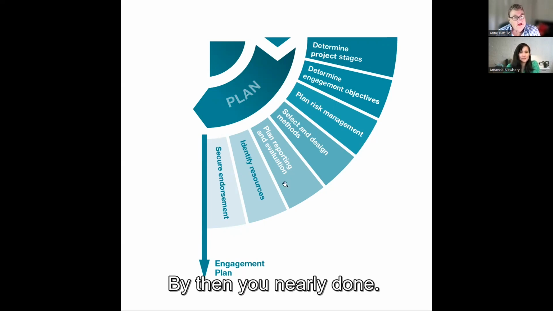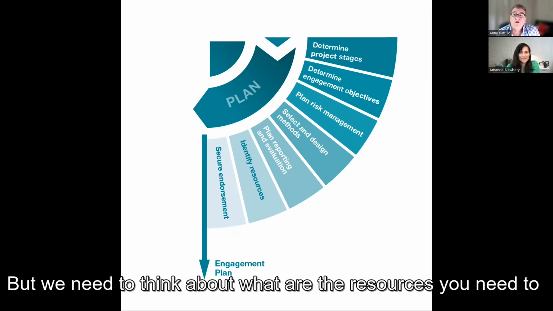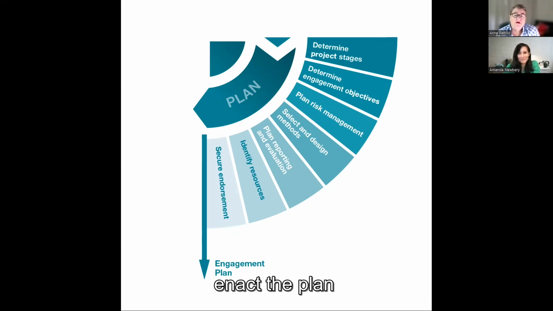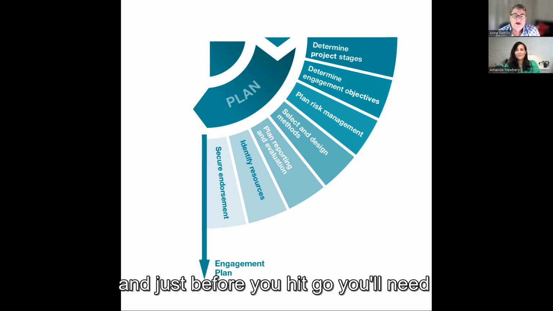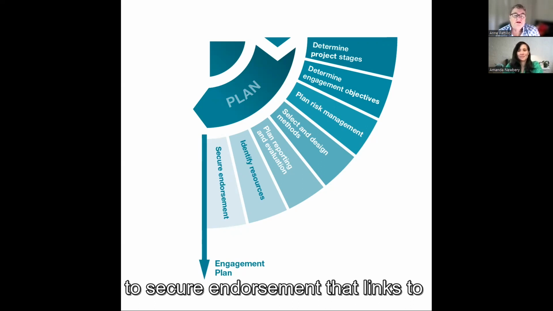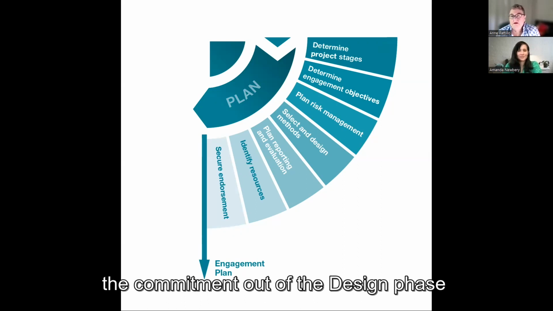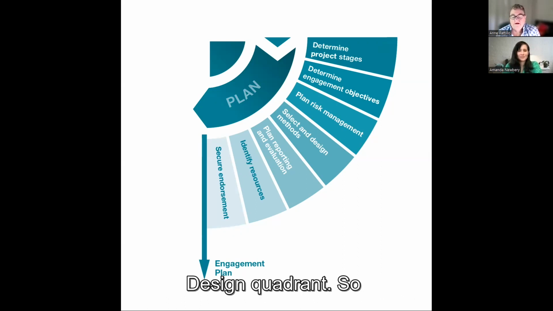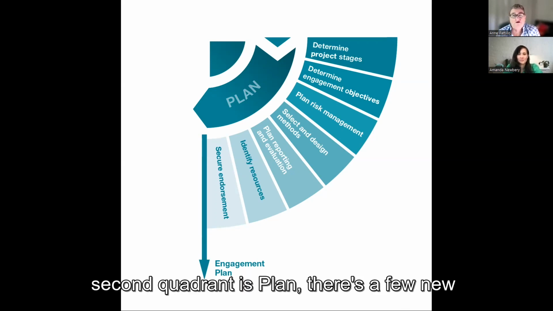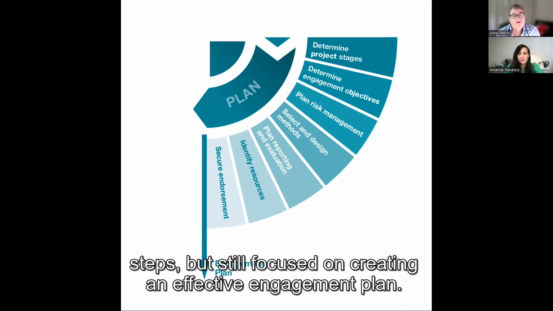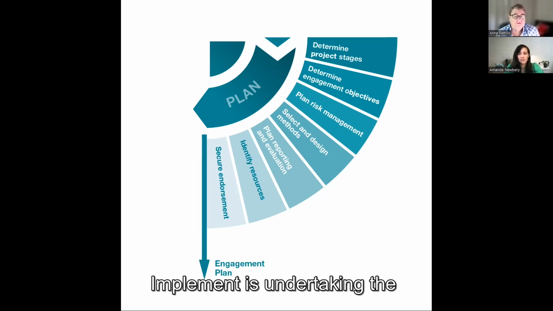By then, you're nearly done, but we need to think about what are the resources you need to enact the plan, and just before you hit go, you'll need to secure endorsement. That links to the commitment out of the design phase quadrant. So, the 2nd quadrant is plan, a few new steps, but still focused on creating an effective engagement plan.